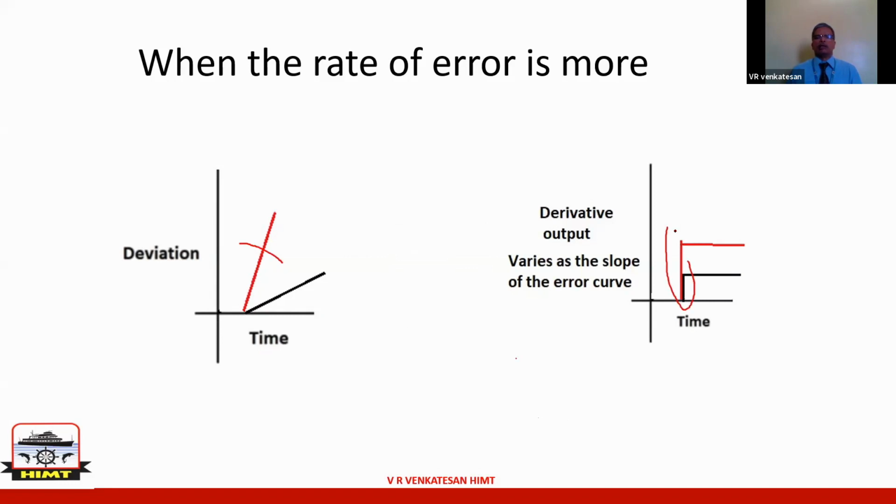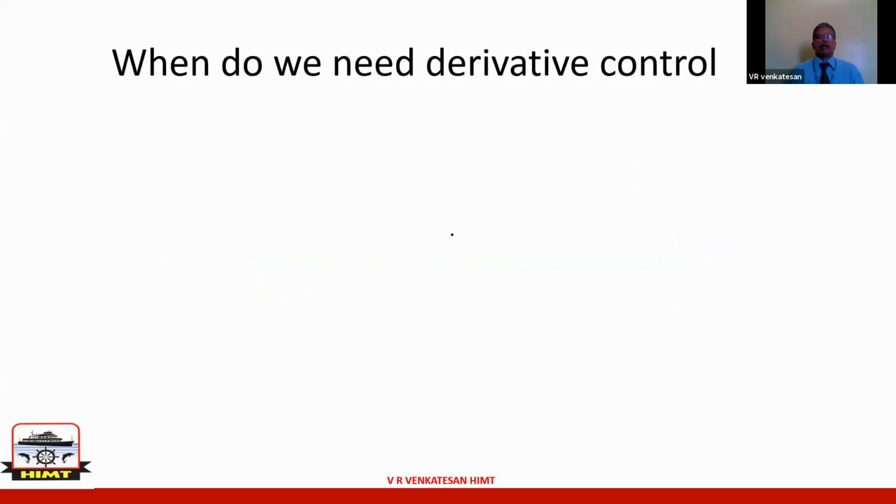So this is a major difference between proportional control and derivative control. Derivative control works faster and it works first. Now then why do we have derivative control every time? Is it required in every case? It is not required in every type of case. But wherever the load changes fast, then we need to have derivative control.